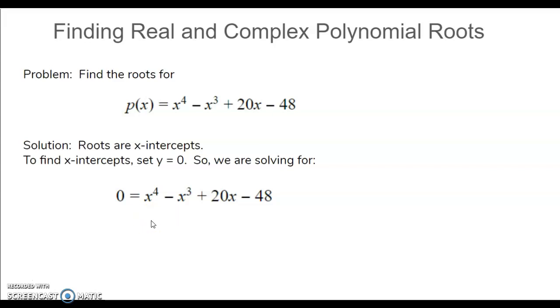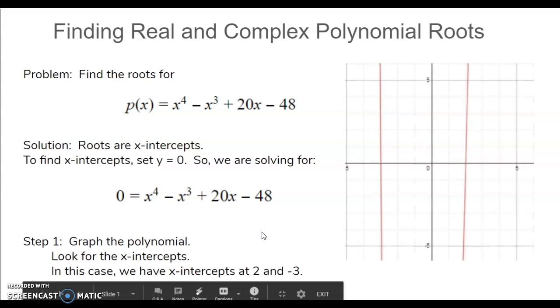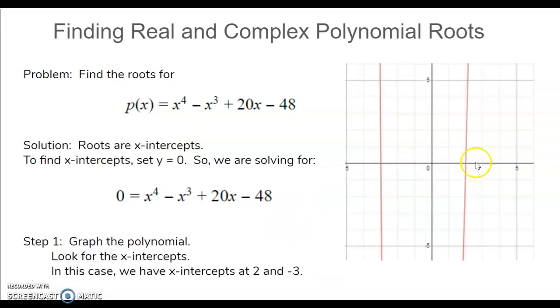I grab my handy dandy calculator or Desmos.com. Look at the graph and look for x-intercepts, and I have two of them, one at 2 and one at -3.